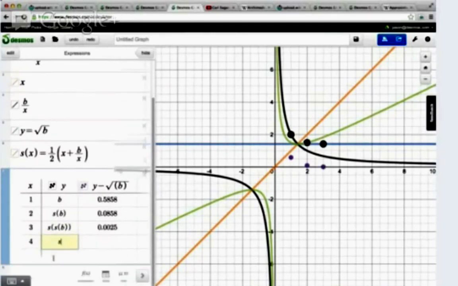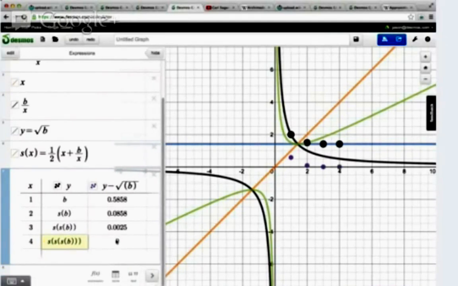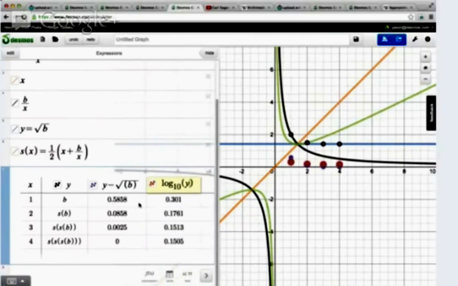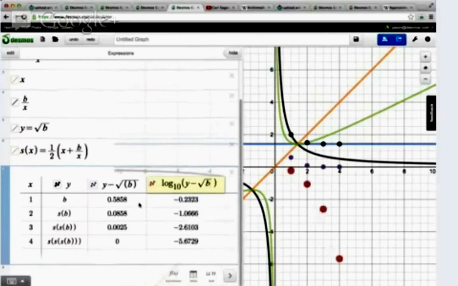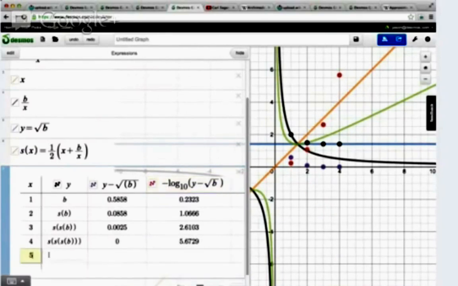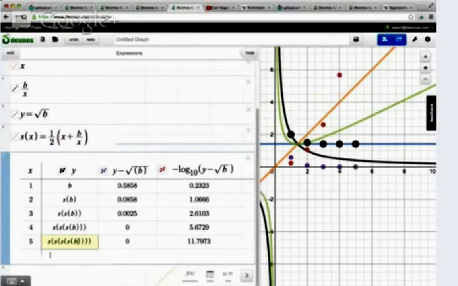Step 3 is S of b. Step 4 is S of b. Okay, and now we're doing so well that Desmos doesn't show us the difference between our answer and 0. It's not quite 0, so we'll add one more column, which is going to tell us how many digits of our answer are correct. So log of y minus the square root of b. All right, we'll make it negative, so it tells us how many digits we have. So we're actually right to 5 digits.